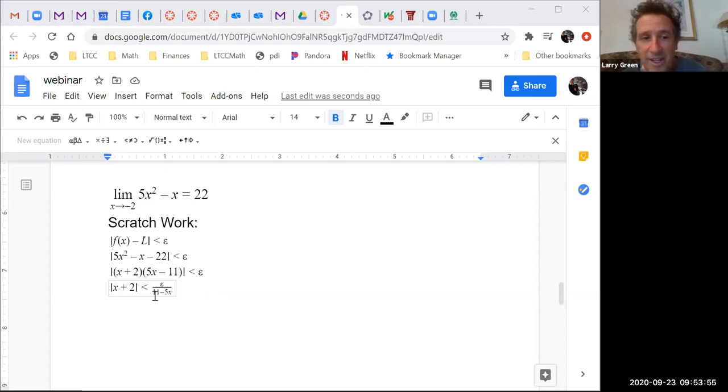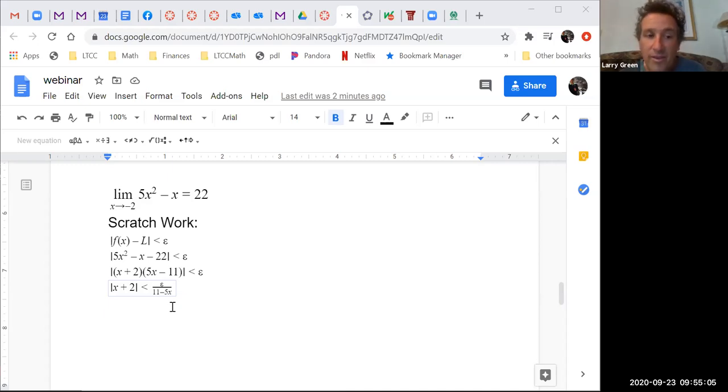Here's the problem. You're not allowed to have an x on the right-hand side. And we have one. Is that clear? So what we can do is we can say that x, we know, is going to be close to negative 2. Any questions on that? And if x is close to negative 2, 11 minus 5x is close to what? 21. Is that clear? So in particular, 11 minus 5x is bigger than 20. Is that clear? And it's smaller than 22 because it's close to 21.